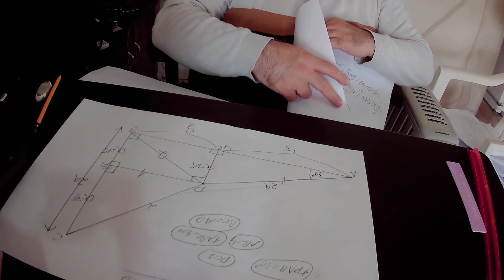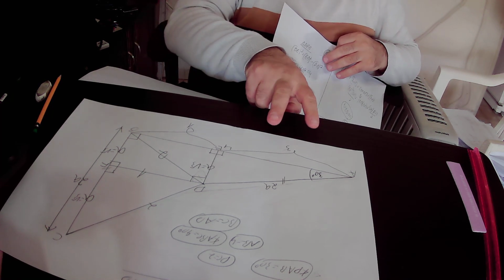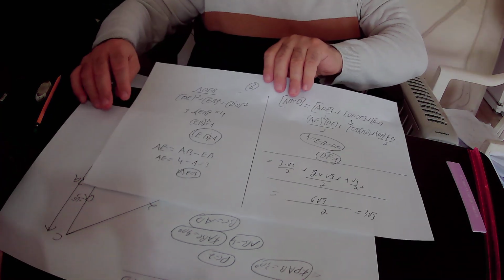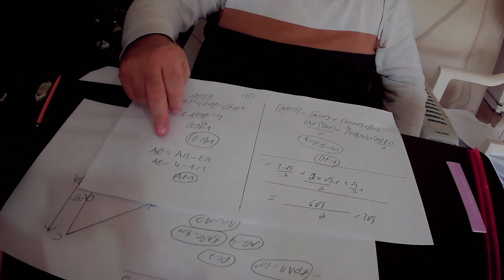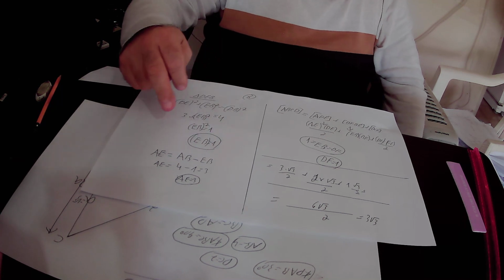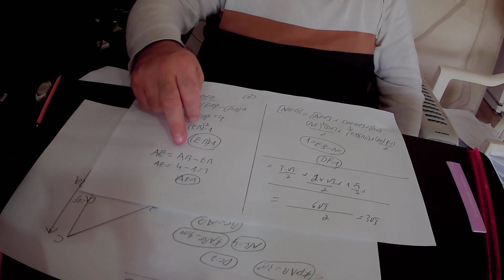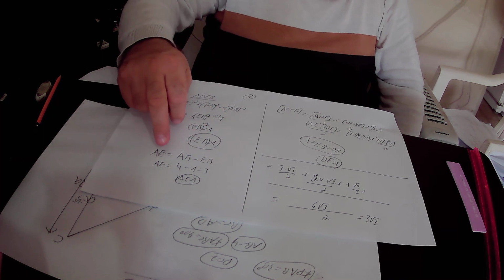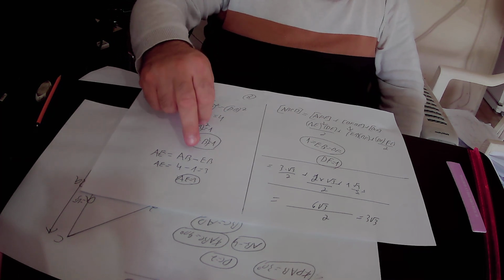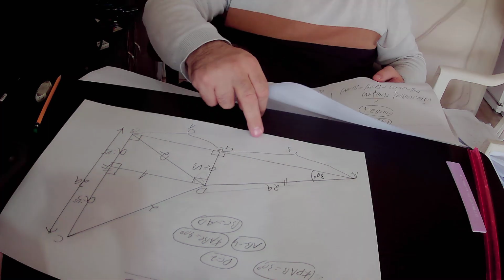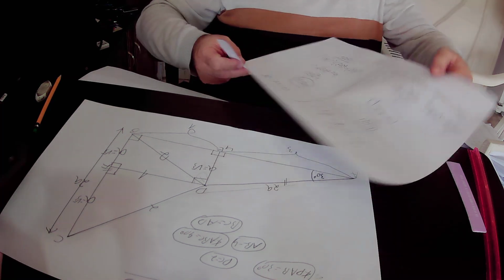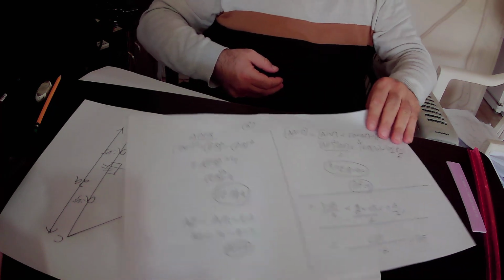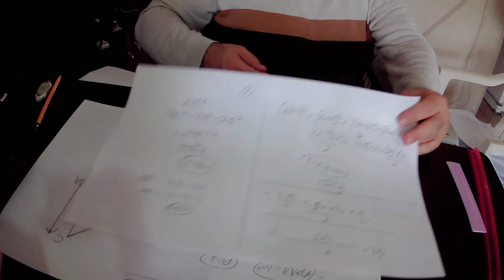And what is the value of AE? AE equals to AB minus EB. So AE equals to AB, that is 4 units, minus EB, that is 1. So in conclusion we got that AE equals to 4 minus 1, that is 3. So AE equals to 3 units.